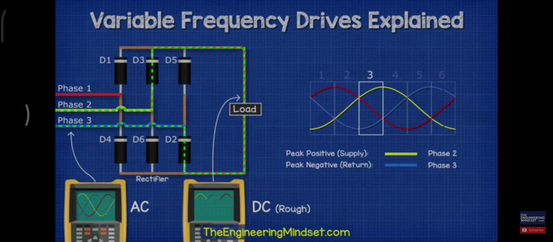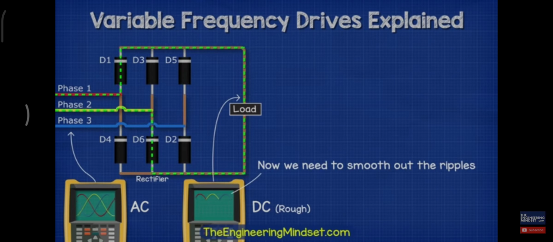The oscilloscope for the three-phase supply will see 3 sine waves for the AC electricity. But the oscilloscope on the load will see this as a rough DC electricity with some ripples in it. Now we need to smooth out those ripples to clean up the DC electricity.